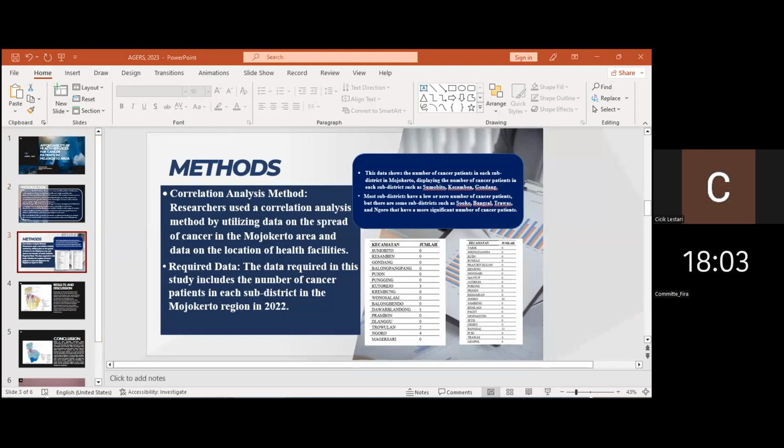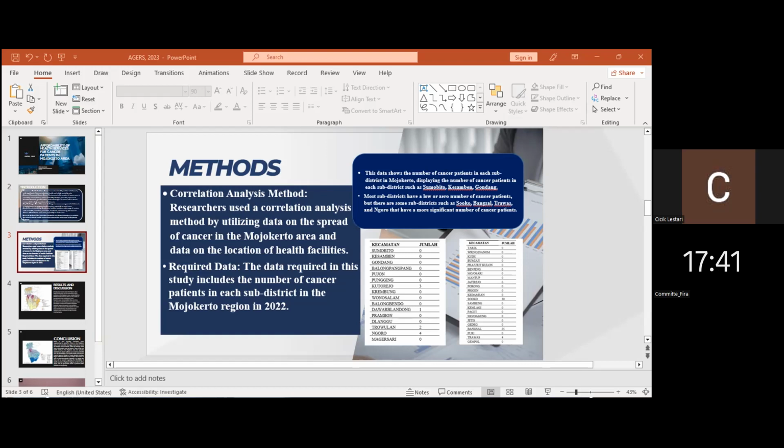Next, the discussion about the method used. The research uses a correlation analysis method by utilizing data on the spread of cancer in the Mojokerto area and data on the location of health facilities.